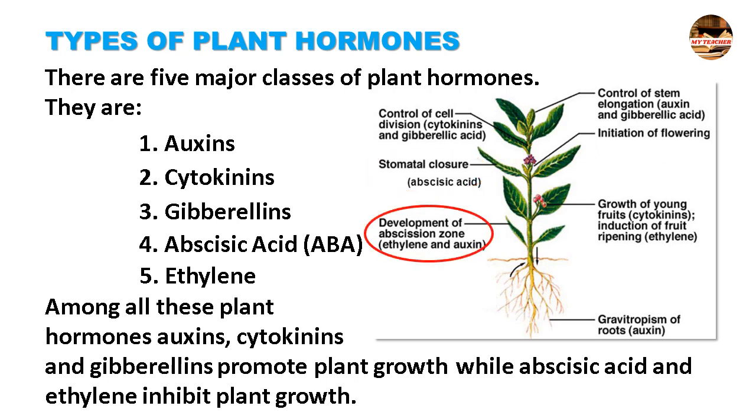Development of abscission zone, ethylene and auxin. Growth of young fruits, cytokinins. Induction of fruit ripening, ethylene. Gravitropism of roots by auxin.